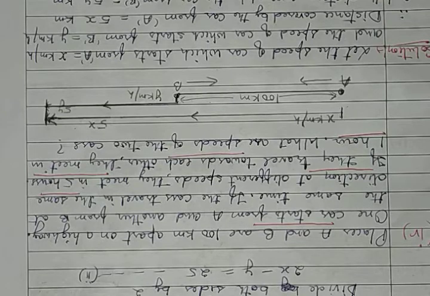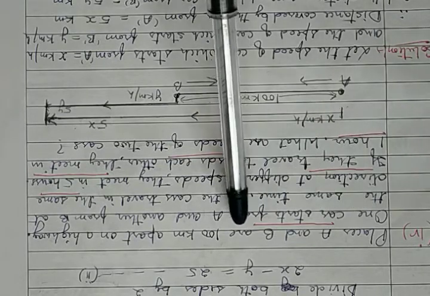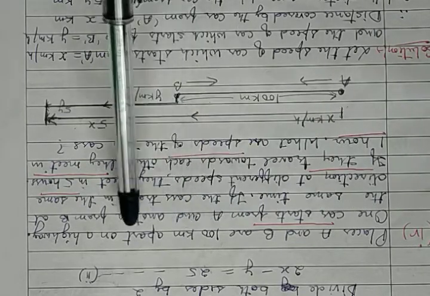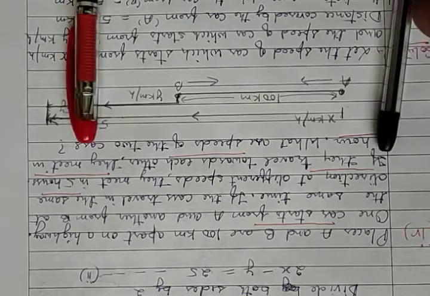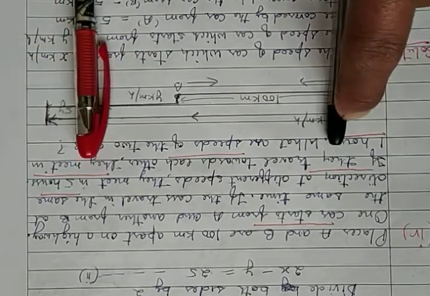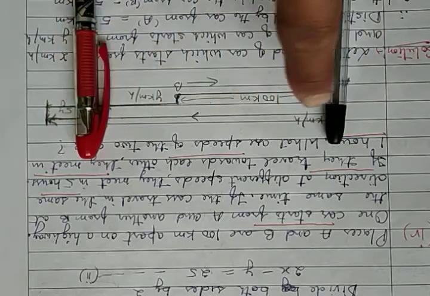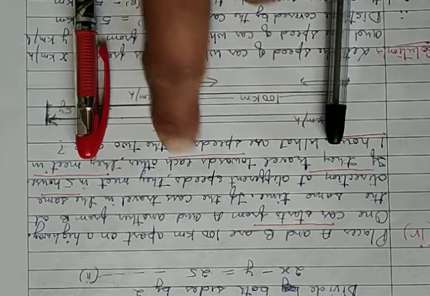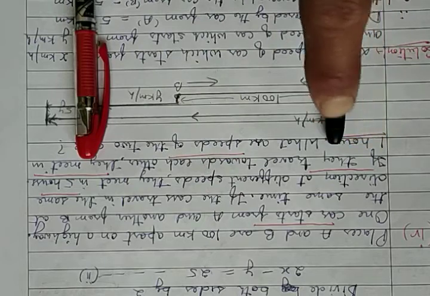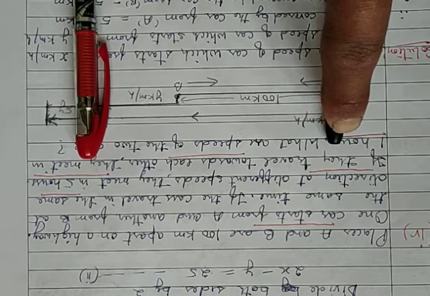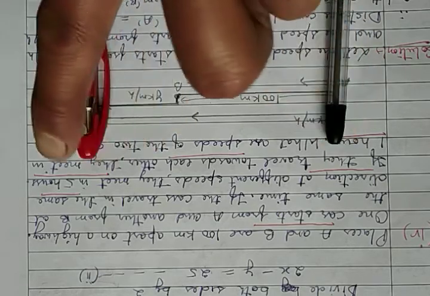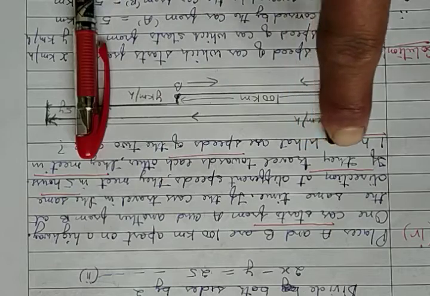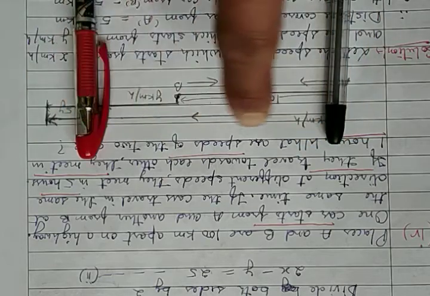Fourth, places A and B are 100 km apart on a highway. Suppose there are two places like this, one is here and second one is here. These two are 100 km apart. As per the question, one car starts from A and another car starts from B, and these two places are 100 km apart.